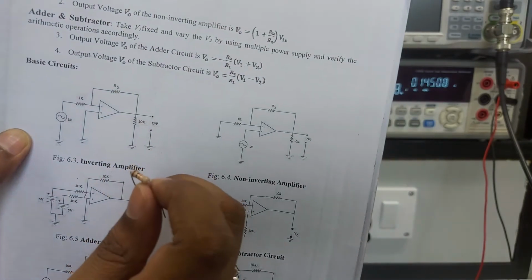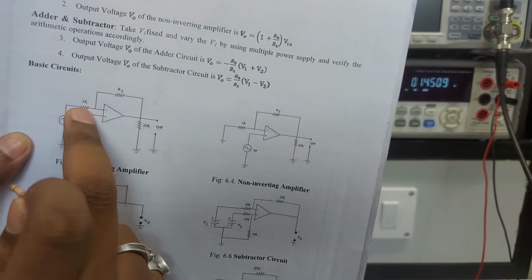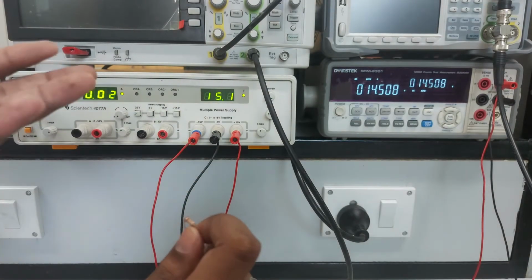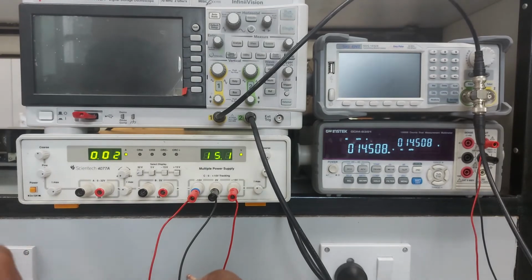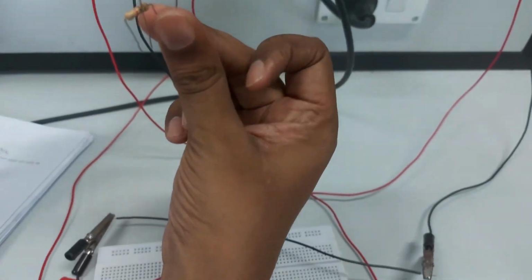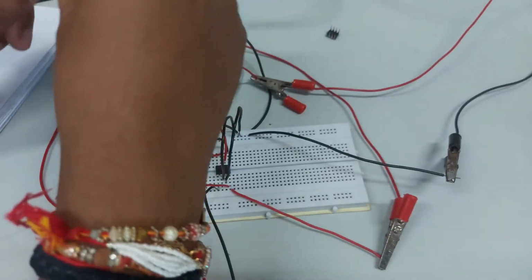Right now I am choosing R2 as 10 kilo ohm and R1 as 1 kilo ohm, so gain will be 10. The open loop gain is obviously very high, on the order of 10 to the power 6, so I am reducing it to 10. Now I am going to connect these two resistors. First I will turn off the power supply.